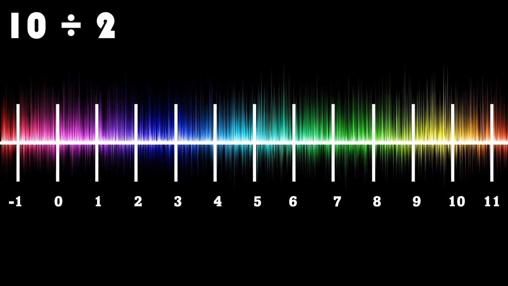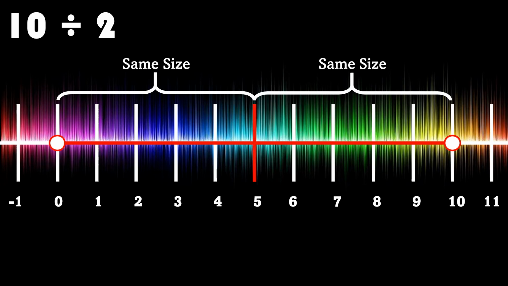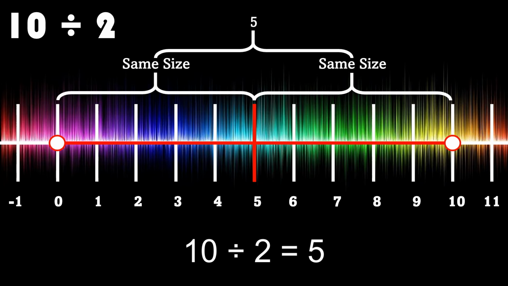We can apply this understanding of division to the number line. If I wanted to visualize 10 divided by 2, I need to split up the segment from 0 to 10 into 2 same-sized parts. We can leave a mark to show the divide between these parts. The length of one of those parts is the answer to 10 divided by 2. In this case, it's 5.